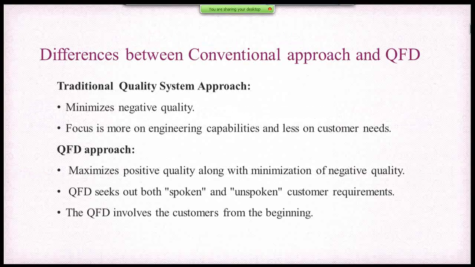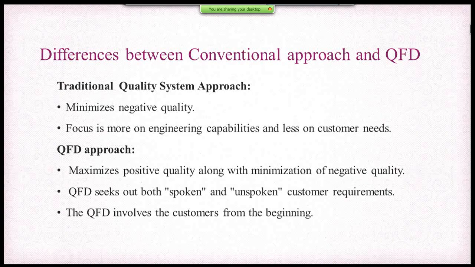Before we understand the benefits of quality function deployment, let us compare it with the traditional approach so that we can get to know more about it. In the traditional approach, we minimize the negative quality. That is, if there are any defects in the product, we try to make them equal to zero. And we focus more on the engineering capabilities rather than on the customer needs. That is, any customer requirements are concentrated on in the later stages of the product rather than in the first stages.